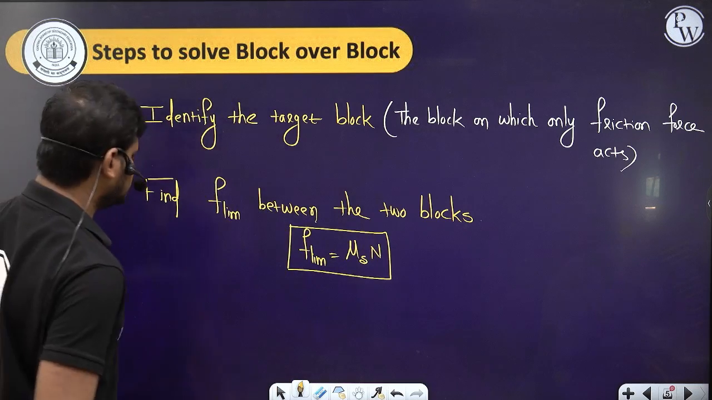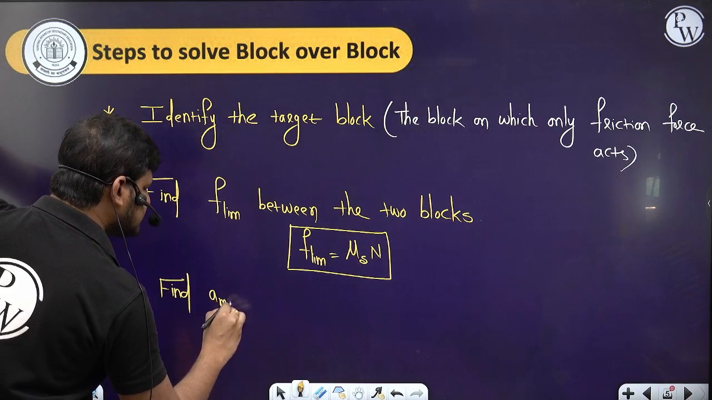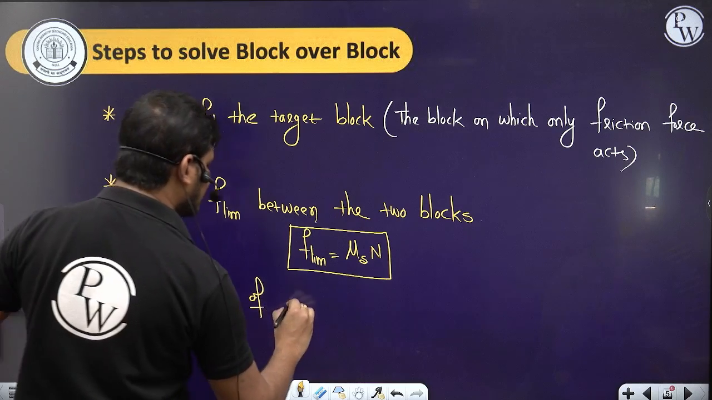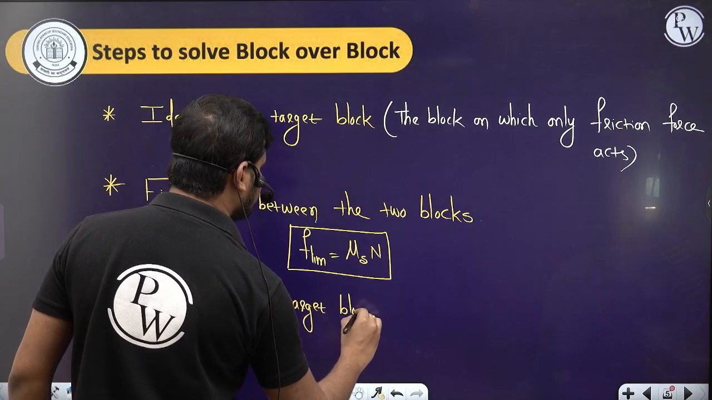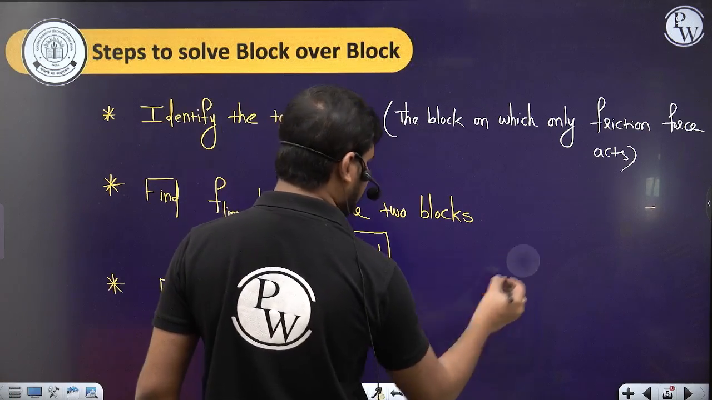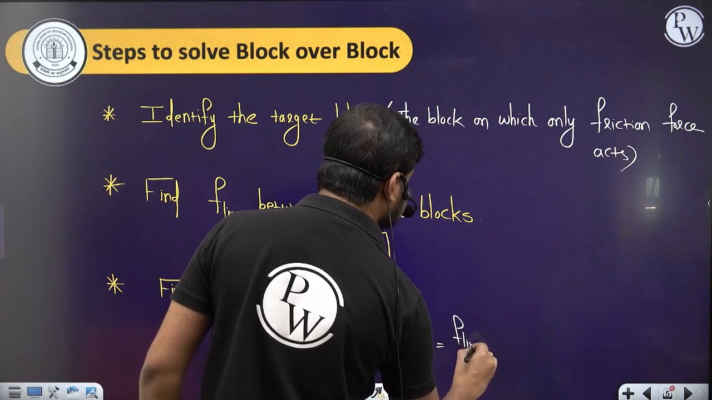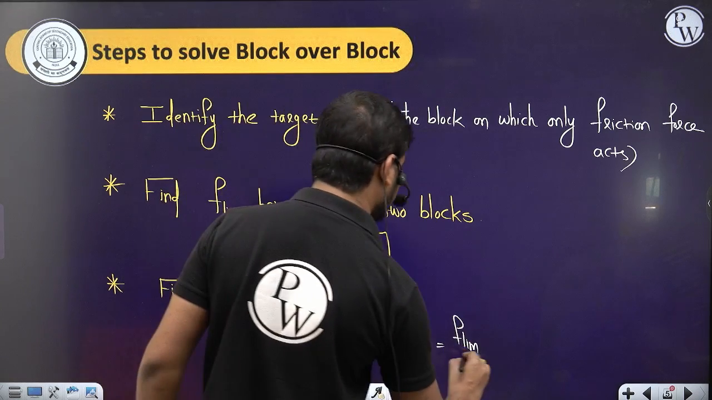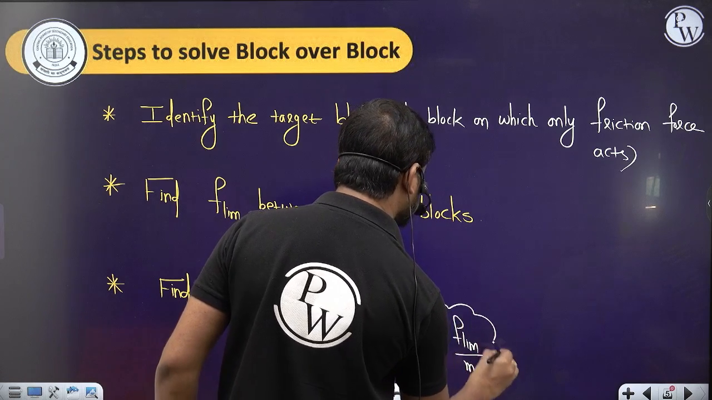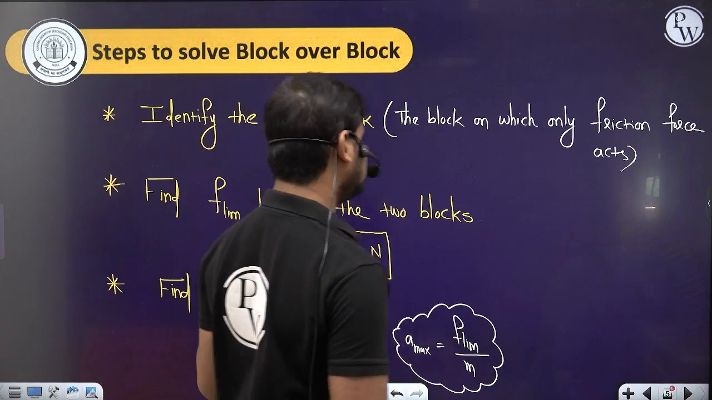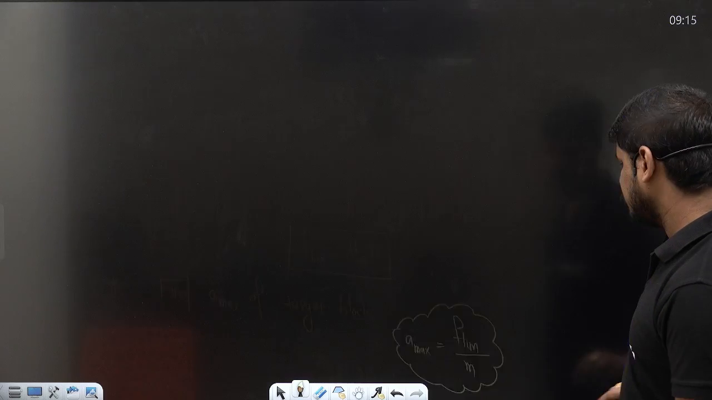And the third step, find the A max, find the maximum acceleration of the target block. So what is the acceleration formula? A max is equal to, the maximum acceleration will occur for the maximum friction, so F limiting by the mass of that block, let it be m. So just write the steps along with me, you'll understand this procedure once I solve the questions. Okay, so this is the third step. Then the fourth step.